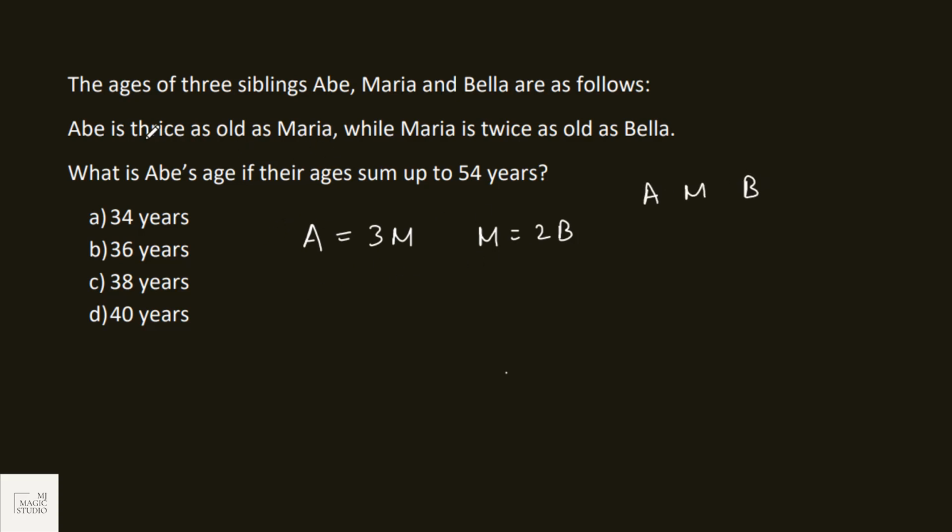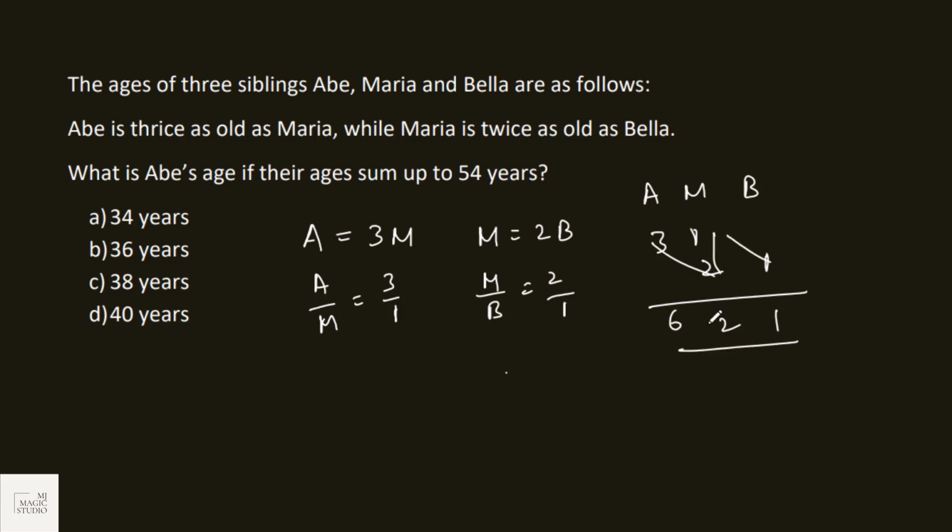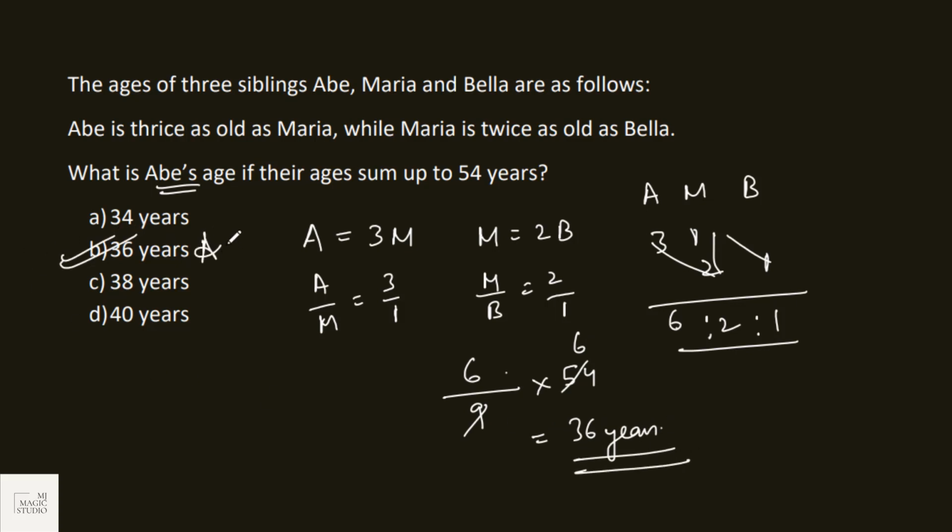A, M, B. A is thrice as old as M. That means A by M is 3:1. And M by B is 2:1. Now we can do the joint ratio. 6:2:1. That is the ratio of the ages. What is A's age? The proportion of A is 6 out of 9. 6 by 9 into 54. That is 36 years. Age of A is 36 years. Option B fits in. Thank you everyone for participating.